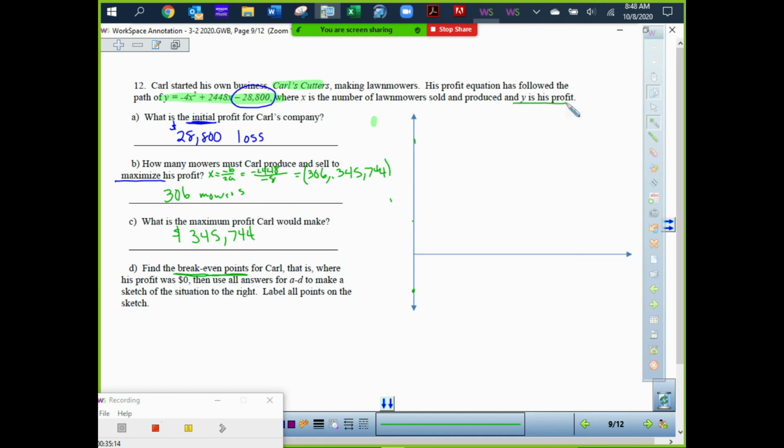It's Y. We're going to put 0 in for Y into this equation up here. 0 equals negative 4x squared plus 2448x minus 28,000. And now they don't tell you how to solve this quadratic. I will give you choices.